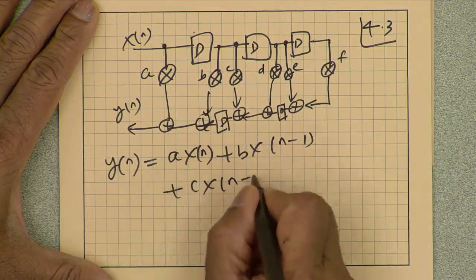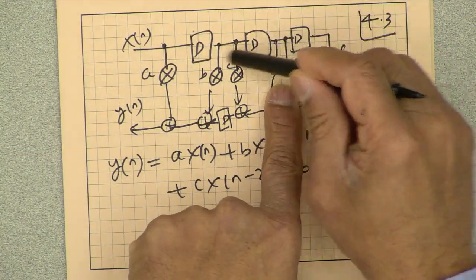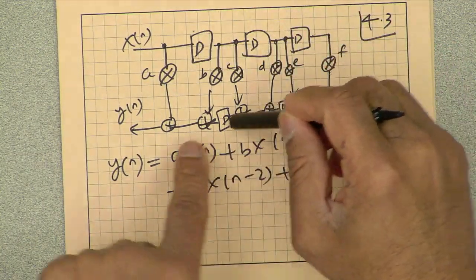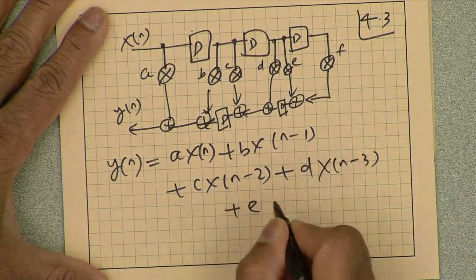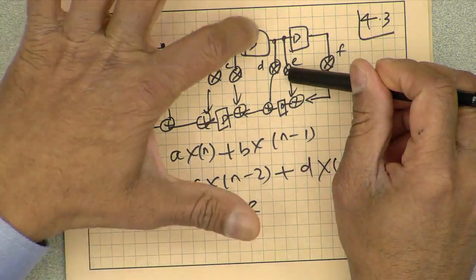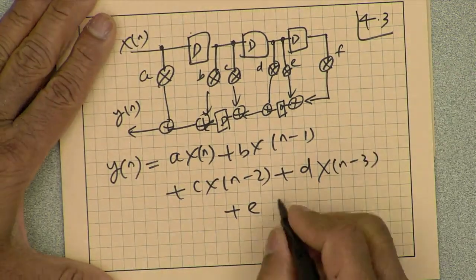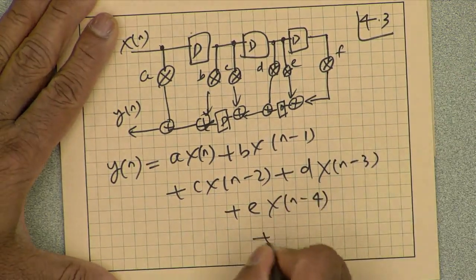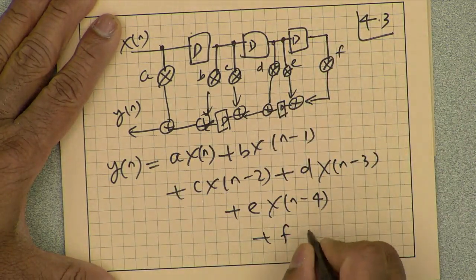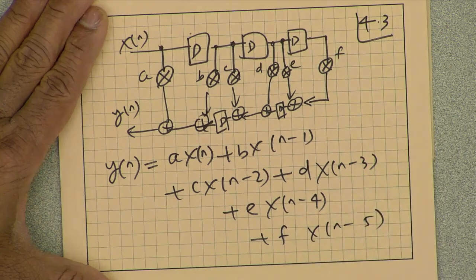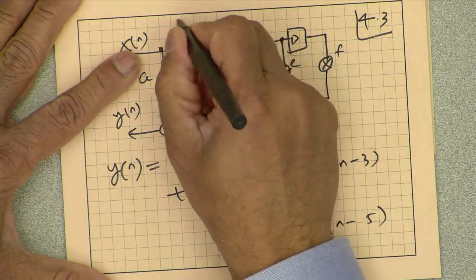So, that c times xn minus 2 plus d. Now, if we look at this d, it has gone through 2 delays on the path on the top, 1 more delay on the bottom. So, d times xn minus 3 plus e times. So, e goes through 2 delays on the top, 2 delays on the bottom, 1, 2. So, that is e times xn minus 4 plus f times, now 3 delays on the top and 2 delays on the bottom. So, f times xn minus 5. So, once again, this is another equivalent form which is called the hybrid form.